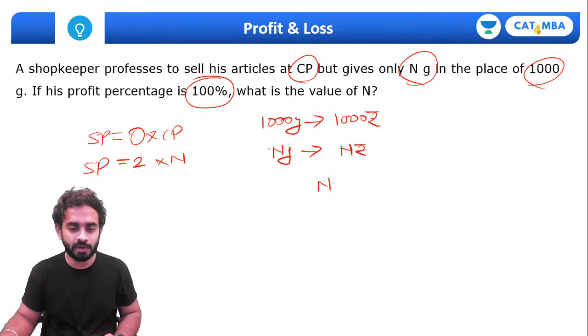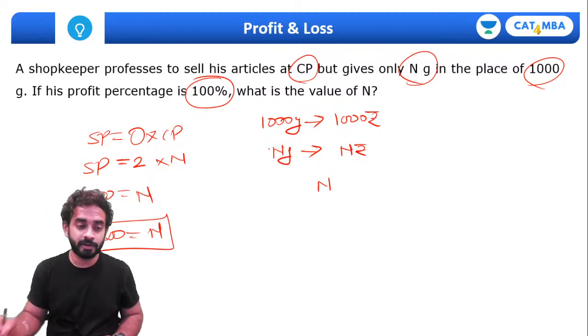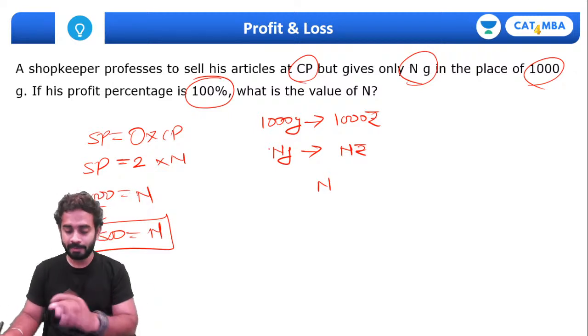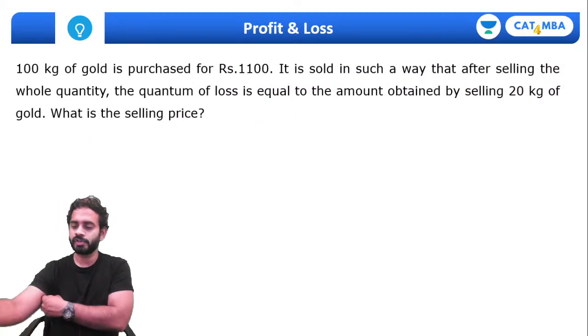SP is equal to 2 times n, and SP is obviously 1000 rupees. So 1000 rupees divided by 2 is equal to n. So the value of n comes out to be 500. He is using the faulty weight of 500 grams. Okay, next question.